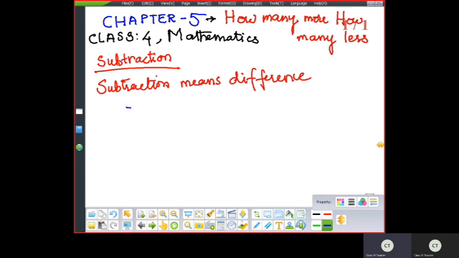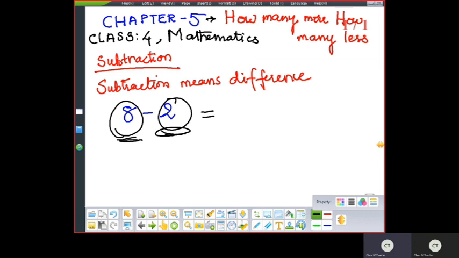Now if I have taken the numbers as 8 minus 2, always the first number will be the bigger number and the second number will always be the smaller number. This is the main important rule of subtraction. Always you can subtract from big number to small number, but you can't subtract from small number to big number. Yes or no? 8 minus 2, how much will you get, children? 8 minus 2 will give you 6.